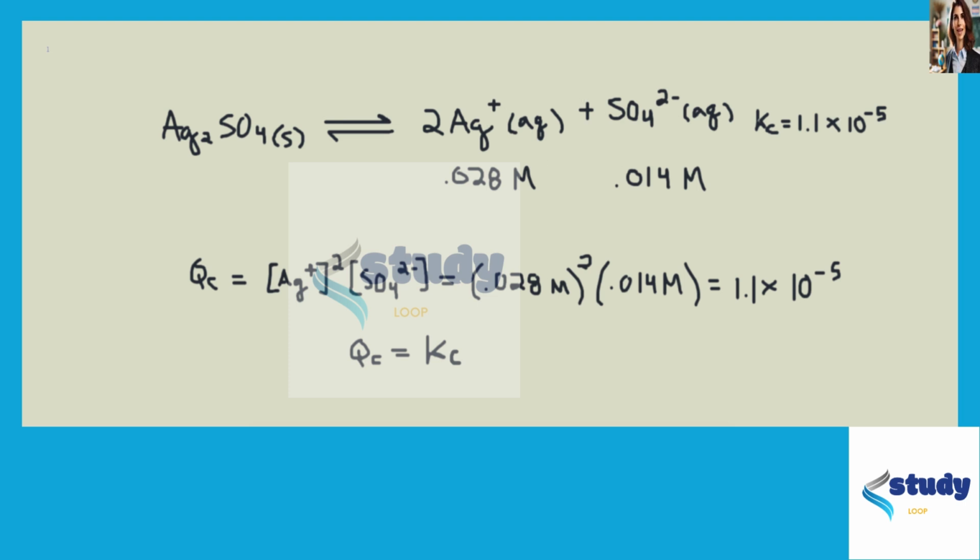Therefore, when it asks if additional solid silver sulfate is added, will it dissolve? The answer is no. Since we're already at equilibrium here, no more solid can be put in to dissolve this. The reaction would want to move backwards if you added more to this. So no, additional silver sulfate would not dissolve.